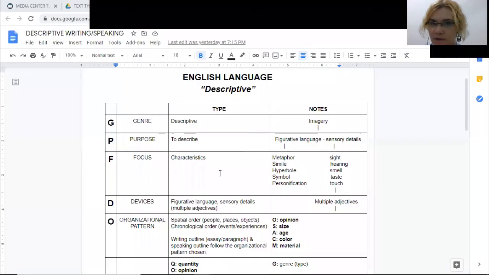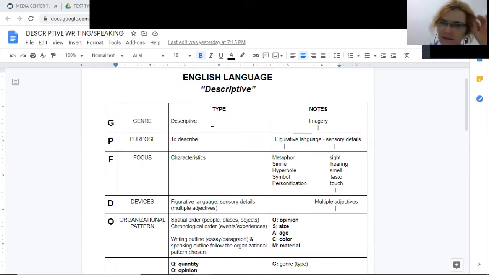So this is about descriptive writing. As you can see here, the acronym GPFDO, yeah? We mostly go by this acronym to understand how the type of writing is organized. G stands for genre, P for purpose, F for focus, D for devices, O for organizational patterns. These are components you always need to know for every type of writing.